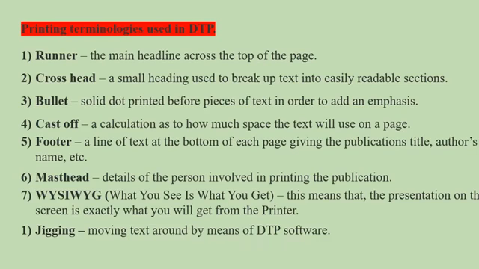You can talk of bullet, that is for listing; cast off, a calculation of how much space text will use; footer, that is aligned on the bottom side. You can talk of masthead, details of the person involved in printing. Jiggering, moving text around, in desktop publishing you can refer to as jigging.